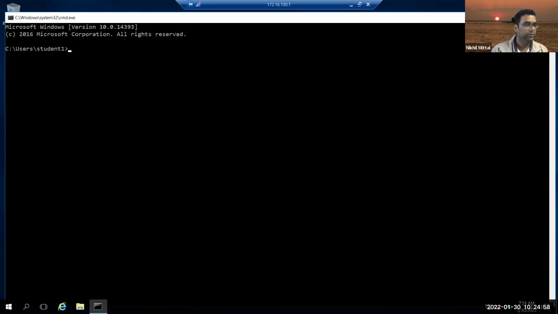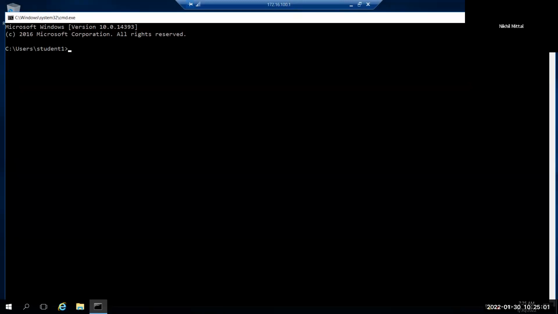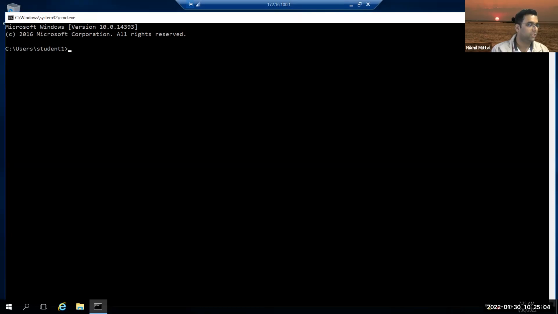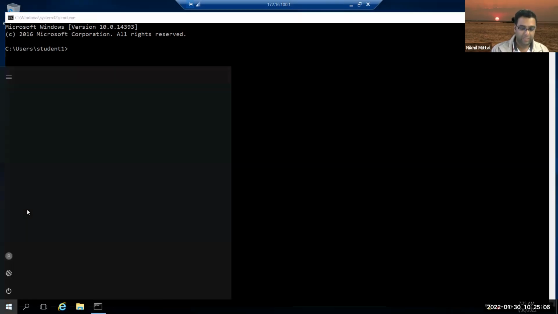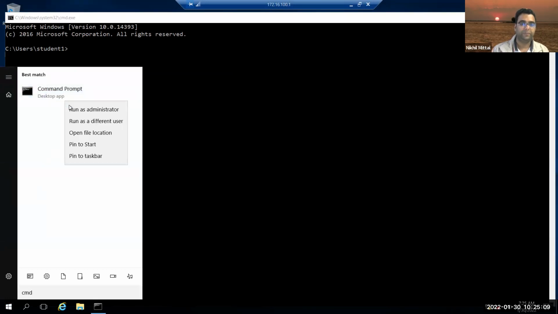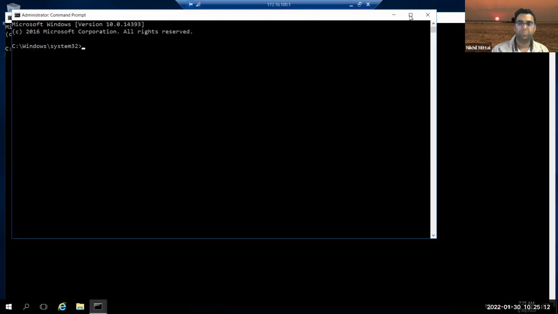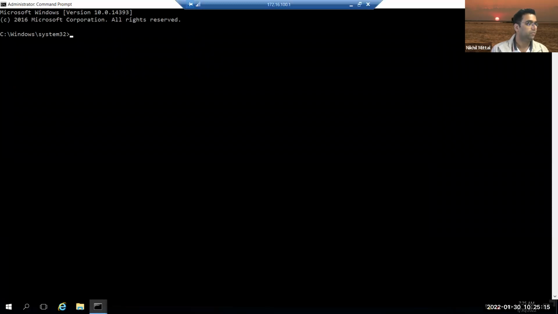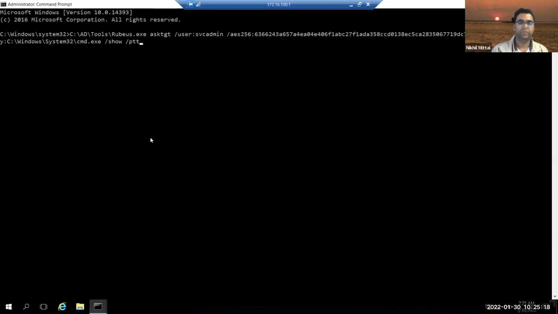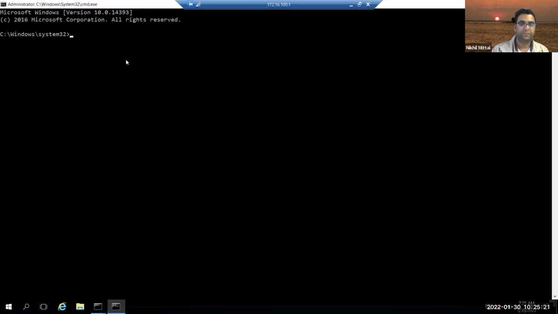So here, let's first start a process as the domain administrator of our current domain. Right, so let's start a process as SVC admin using Rubeus. This process runs as the domain admin. Now we need to extract the trust key from the domain controller. Now we can either DC sync it or we can extract it from the DC. Let's extract it from the DC.